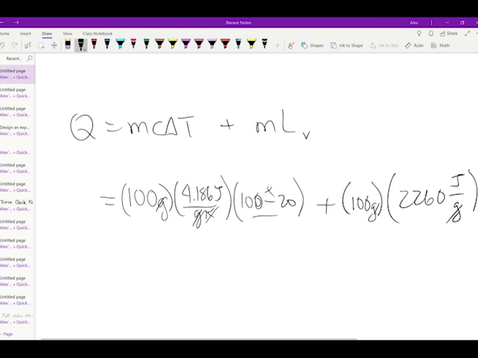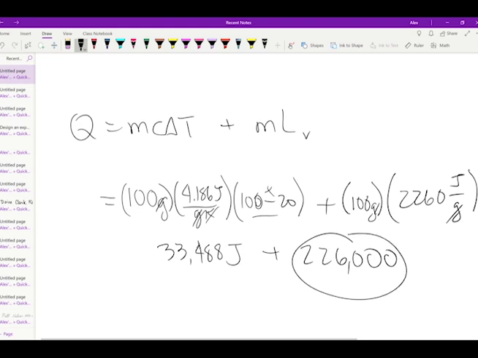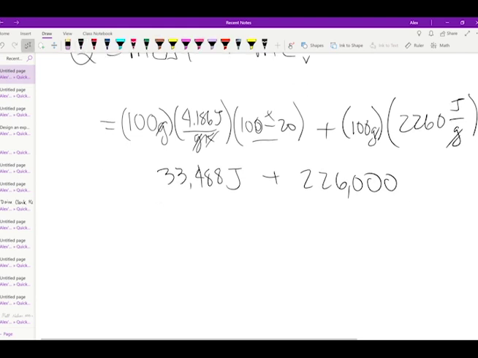So we're going to have now 100 times 4.186 times 80, because that's the difference between 20 and 100, right? So that's 33,488. It's not bad. It's a lot of energy. Let's see what happens when we get over here. We're going to have 22,600. Oh, wait a minute. I think I did something wrong. Oh, 226,000. Okay, that makes sense. Now, just as we thought, this term is huge.